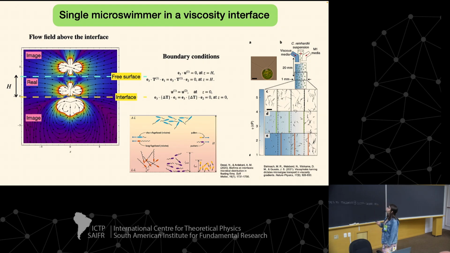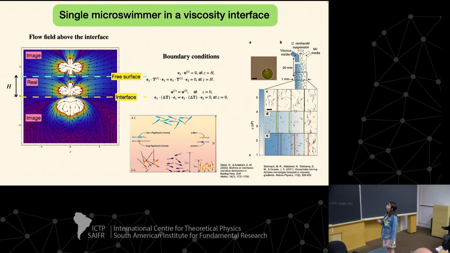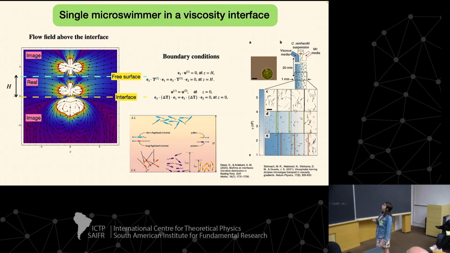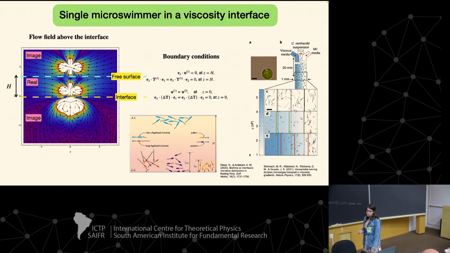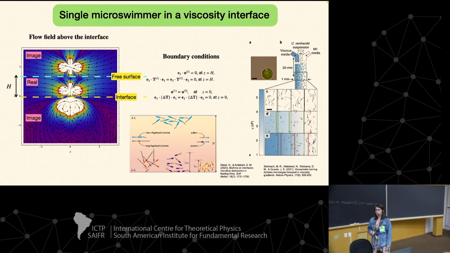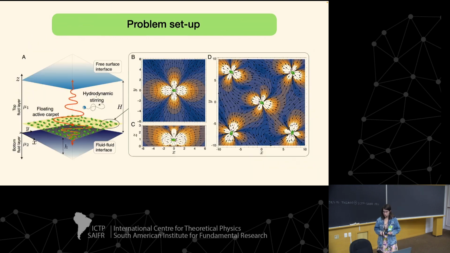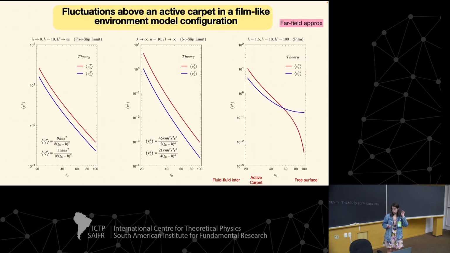We again solved the Stokes equations and found the flow field. We are interested in these viscosity gradients or viscosity interfaces because it has been studied recently that microorganisms such as chlamydomonas, or microalgae, accumulate at viscosity gradients. Okay, so this is the configuration, and this is what we found.